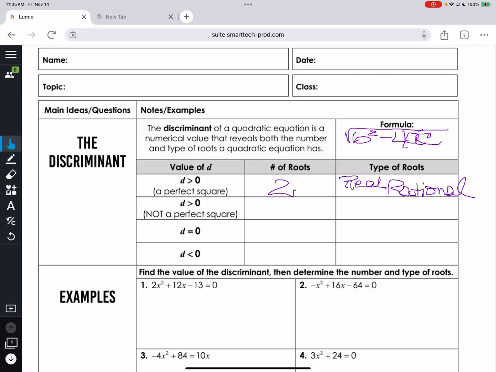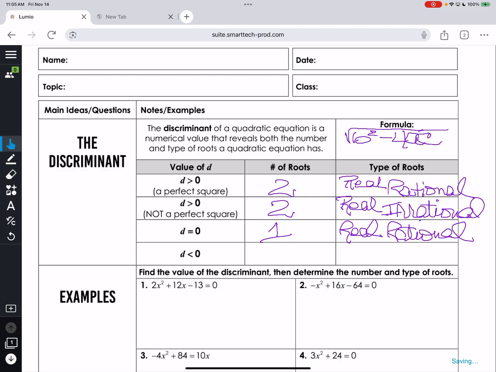If it is still larger than 0, but it is not a perfect square, you will get 2 roots. They will be real, but they will be irrational. In other words, they're going to have that radical part in there. If it equals 0, there will be 1 root, and it will still be real, and it will still be rational.